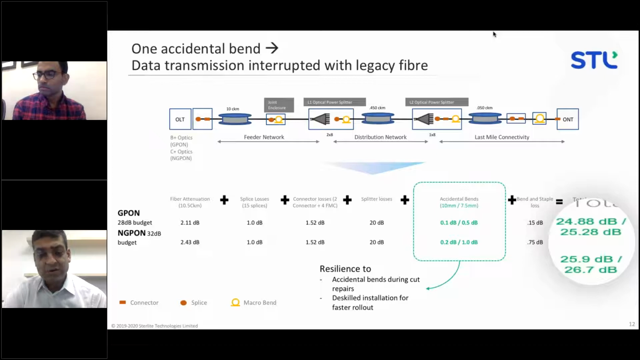And now what this does is that you can have multiple bends and still stay within your power budget. What this means is that your network is far more reliable and stays up for a longer time. It actually can tolerate fiber cuts. It can tolerate rollout by, say, unskilled installers, relatively speaking. In general, this is a much better fiber when we're talking about the reliability of your network. Right? So now, having touched upon network performance, let's talk about cost.